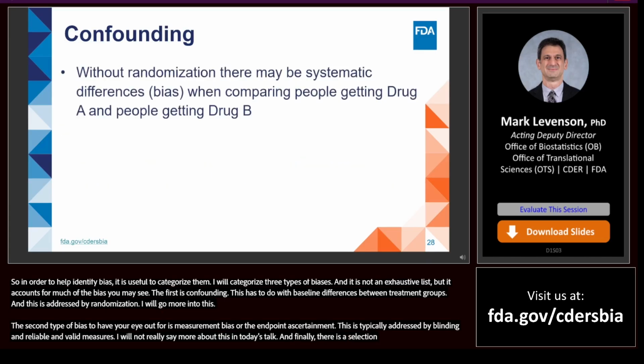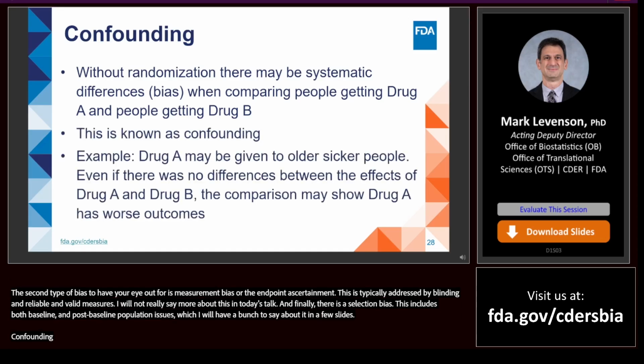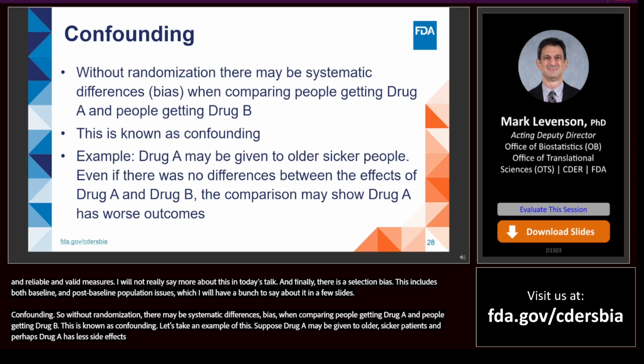Confounding. So without randomization, there may be systematic differences, bias, when comparing people getting drug A and people getting drug B. This is known as confounding. Let's take an example of this. Suppose drug A may be given to older, sicker patients. Perhaps drug A has less side effects, and older and sicker patients can tolerate it better. So even if there was no difference between the effects of drug A and drug B, the comparisons may show that drug A has worse outcomes because drug A is made up of sicker patients. Again, this is known as confounding.